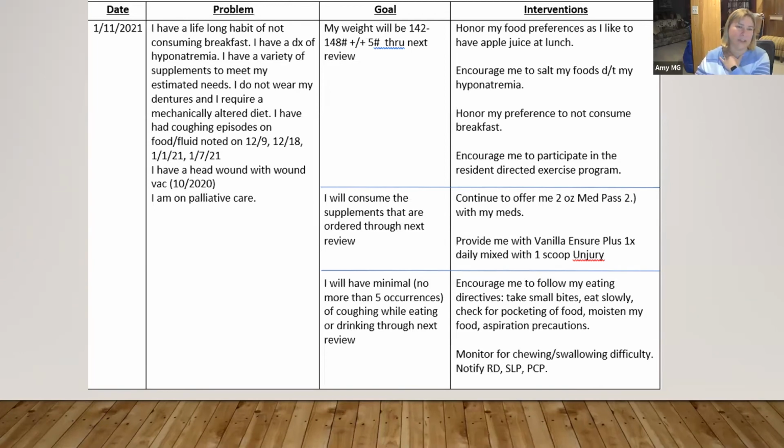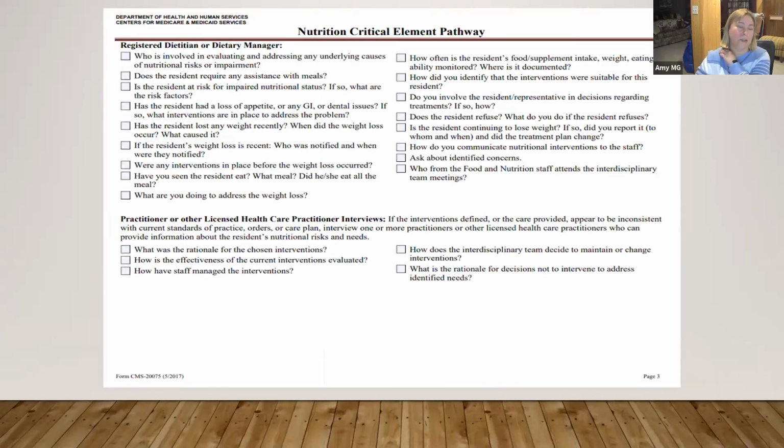I've attached the nutritional critical element pathway. If you have not used this tool, I encourage you to take a look at it. Because you can take any resident that is a high risk and ask yourself these questions, and can you answer these questions for any particular resident, especially if they've had a weight loss, if they're on enteral feedings, that sort of thing. It's your checks and balances for dietary.